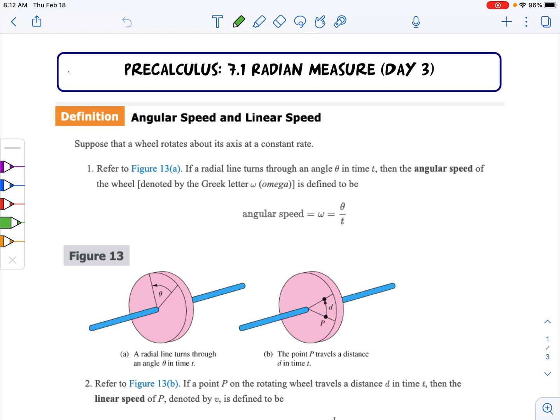Welcome to day 3 of chapter 7. We are still in section 7.1 radian measure, but today we're going to talk about angular speed and linear speed.